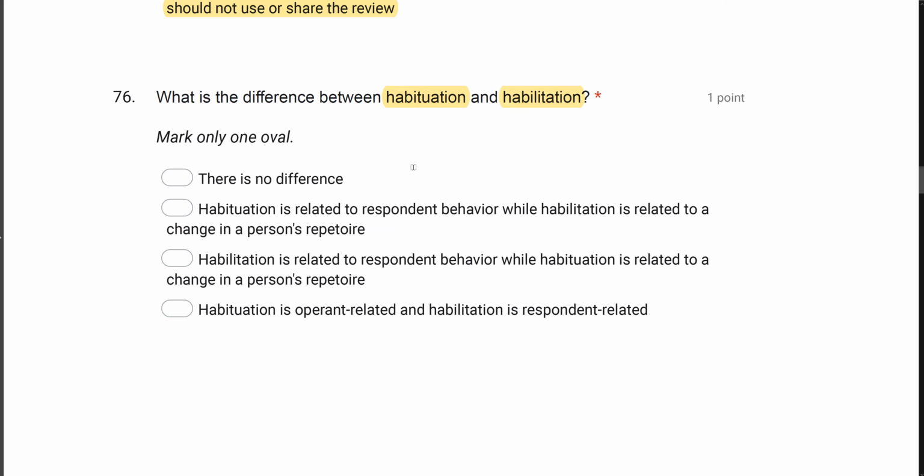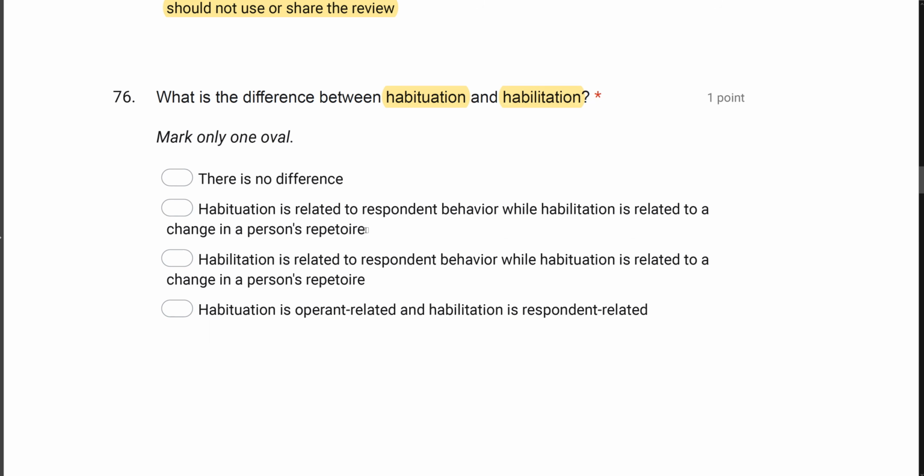All right, so A, there's no difference. There's a difference. B, habituation is related to respondent behavior. Yes, it's the repeated presentation of a stimulus will reduce the reflex to that stimulus, while habilitation is related to a change in a person's repertoire. Yeah, in ABA, we consider habilitation changing someone's repertoire that maximizes contact with reinforcement and minimizes contact with punishment. C, habilitation is related to respondent behavior, while habituation is related to a change in a person's repertoire. We know that's the opposite. And then D, habituation is operant related and habilitation is respondent related. That's just, again, the opposite.